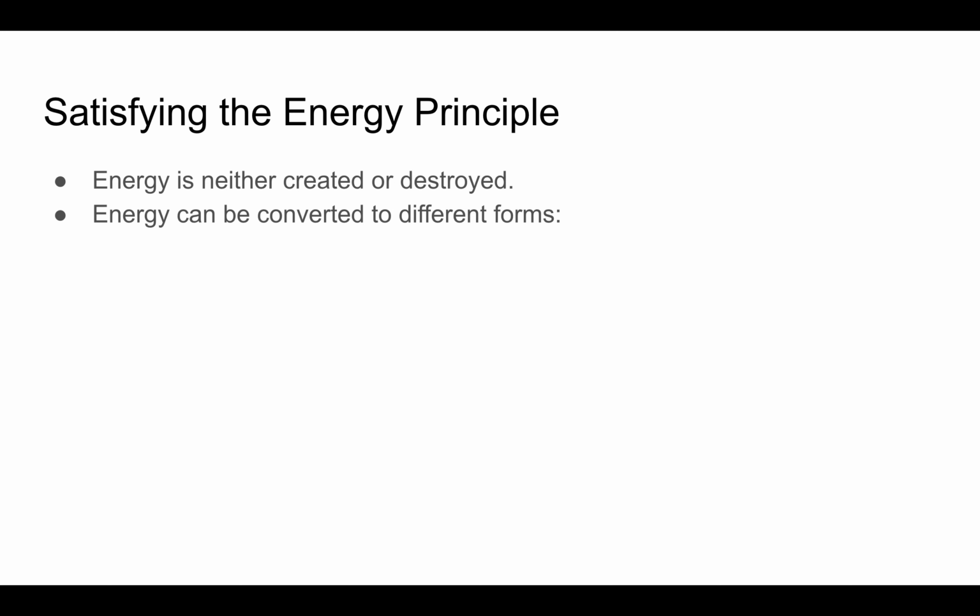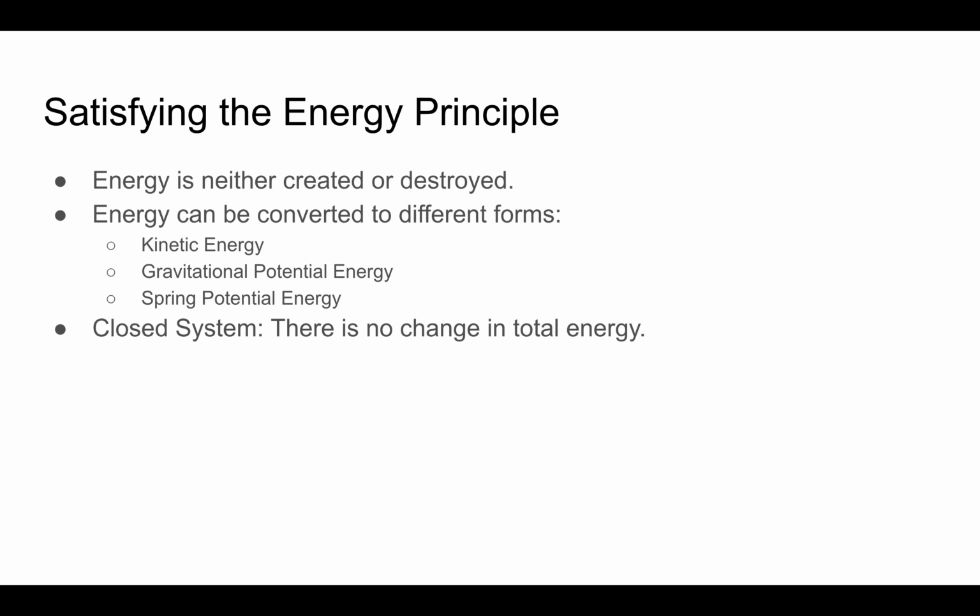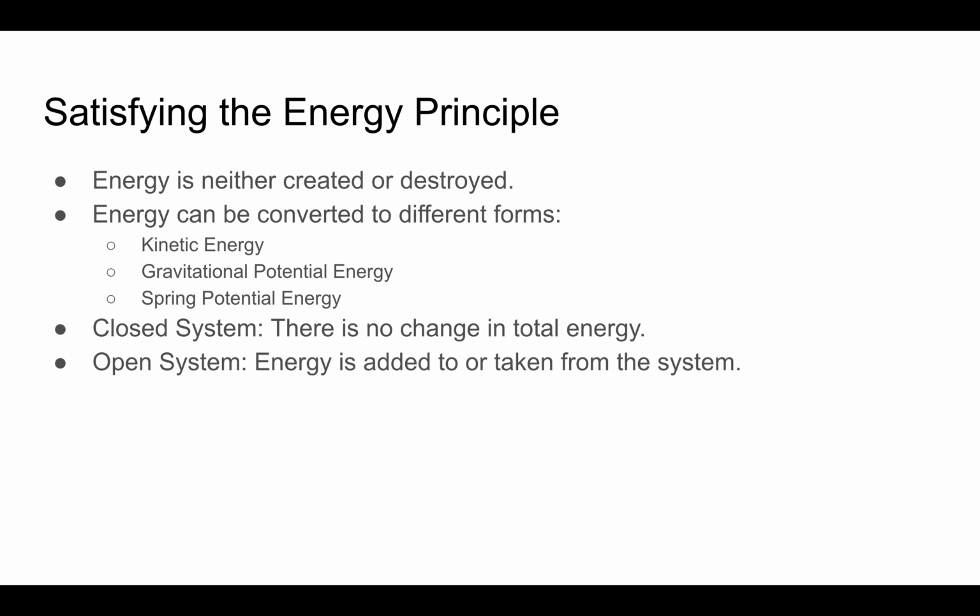Now, satisfying the energy principle, we know that energy is neither created nor destroyed, but it can be converted into different forms, which include kinetic, gravitational potential, and spring potential energies. And when it's a closed system, there is no change in total energy, which is what our system we observed is. When it's an open system, energy is added to or taken from the system, which has not taken place here. It did take place right before we let it go.